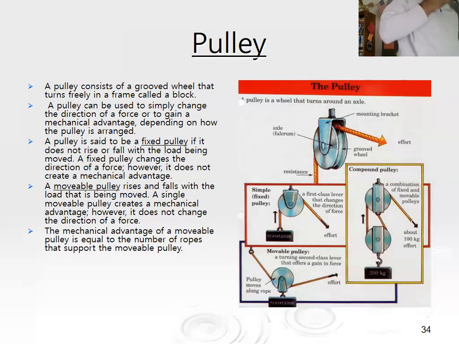Now, the easiest thing to do would be to use a movable pulley. In a car shop, that's what they use. They use movable pulleys. The pulley moves as you do it, and it allows you to pick up an engine or something like that. Allows you to have great mechanical advantage. The mechanical advantage of a pulley is equal to the number of ropes that support the movable pulley. The more ropes, the more mechanical advantage.